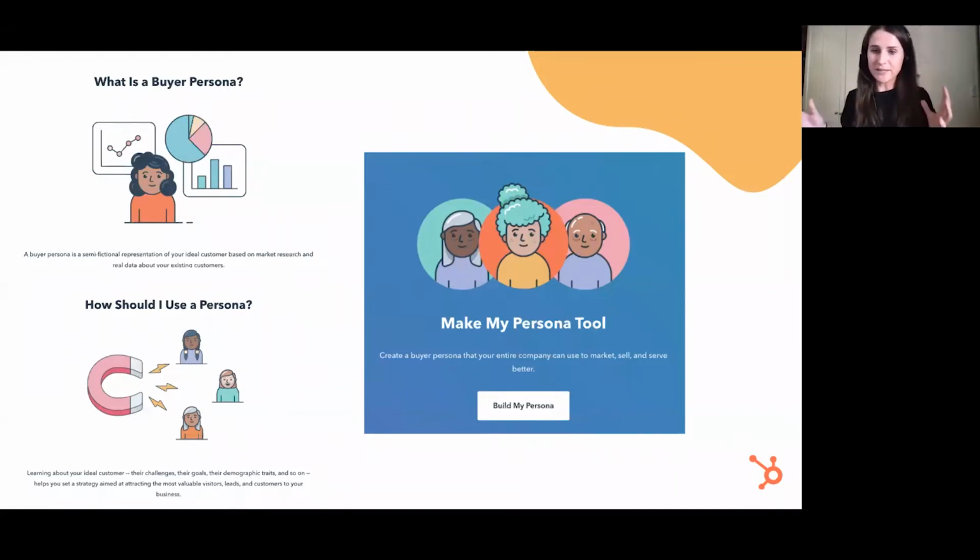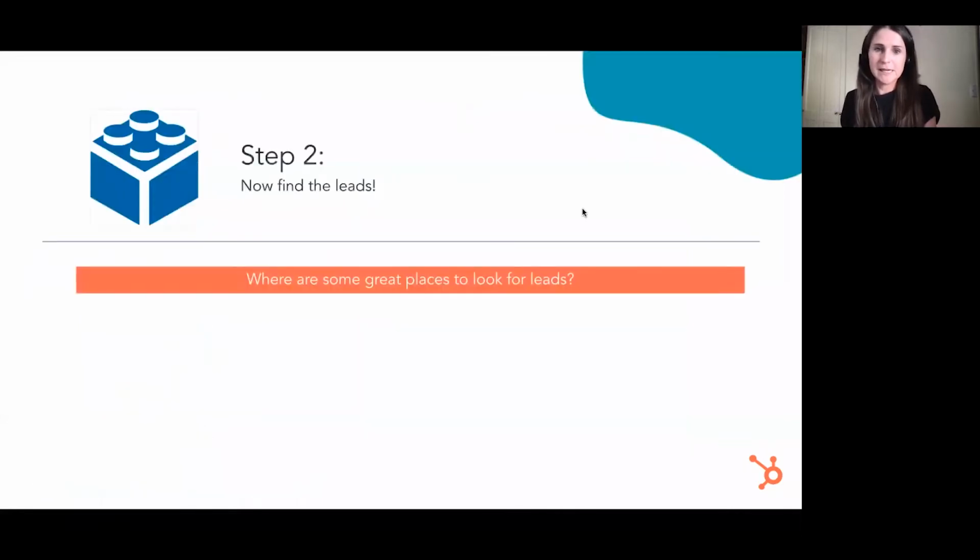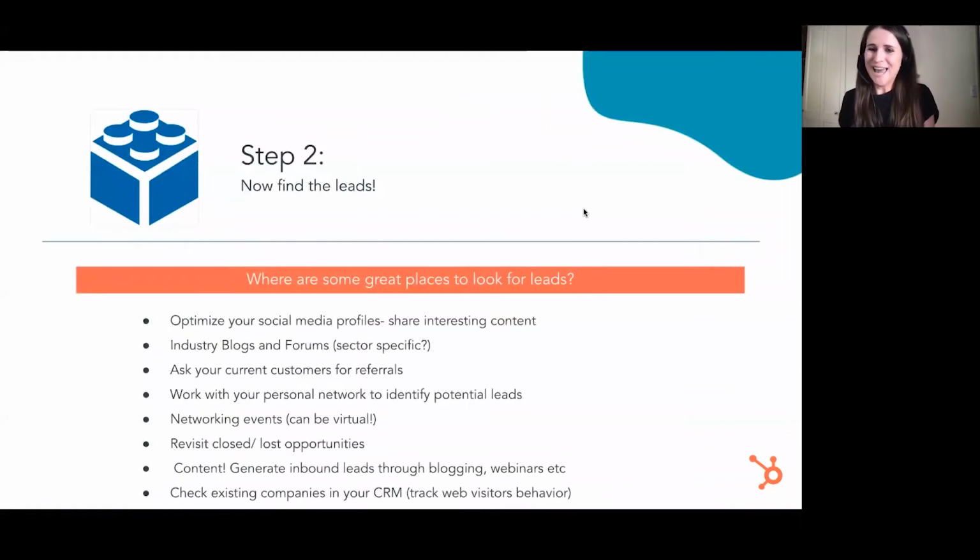So when you're prospecting, you want to be targeting the right people, thinking about your target market, who your persona is, what makes them tick. That will help you identify the right fit leads. Now, finding the leads sounds simple, but where are some great places to look for leads?